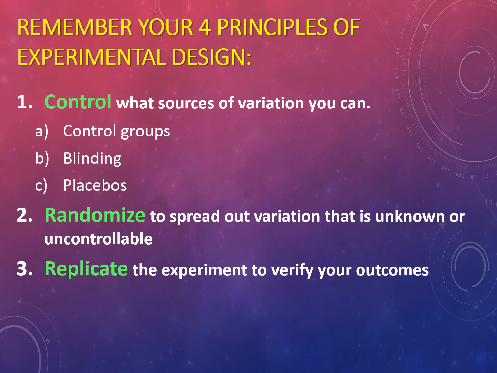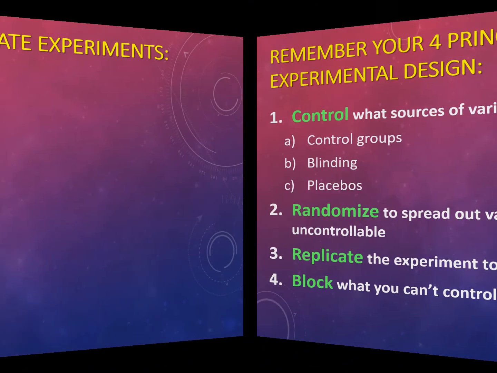Replicate, which means repeat the process over and over and over again, because one time could be a fluke. If it happens 100 times, it's probably a lot less of a fluke. And then we block what we can't control. And blocking is another difficult thing to try to get in.